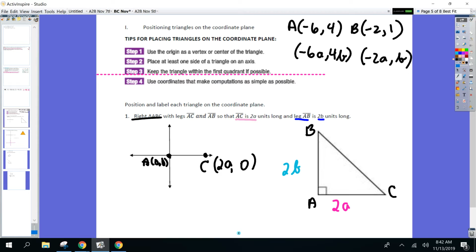Suggestions on where I should put B? Y-axis. Yeah. Why not? That's going to form a right angle. All right, let's talk because it's got to be a specific coordinate. What are all the x coordinates on the y-axis? So it's got to be 0. And how far up on the y-axis does it have to go? 2B. And there it is. There's the right triangle they asked me for.